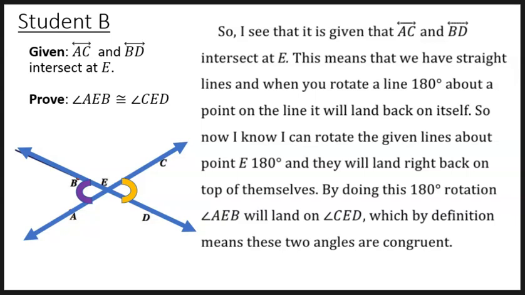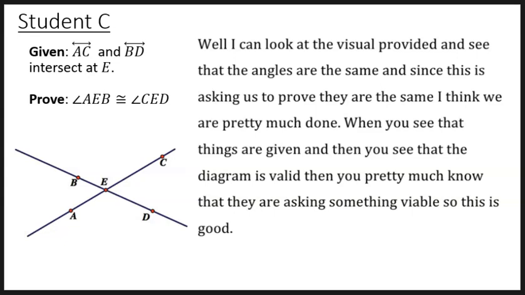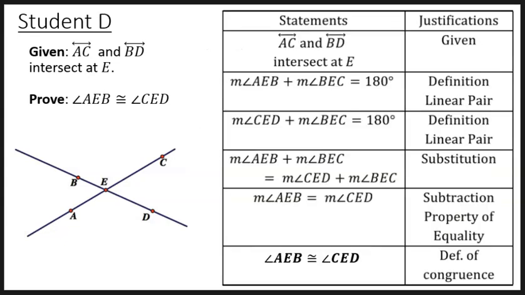They conclude their proof by referencing that when you perform a rotation and one figure lands on or coincides with another figure, the figures are congruent. This proof is valid. Student C's proof is not valid. Their reasoning is stating that since they look congruent, they must be congruent. For proof, we need a logical argument. Saying that something must be true because it looks like it should be true is not an example of logical reasoning. Student D started by stating what was given.